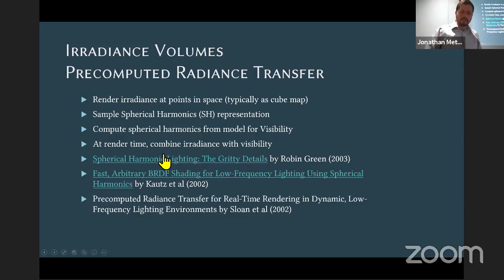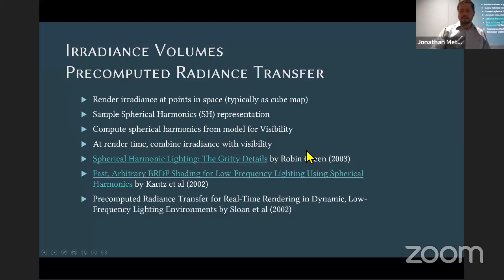So I first learned about this stuff a few years ago. Robin Green wrote this really good paper called Spherical Harmonic Lighting, the Gritty Details. Really good read if you're interested in how these work. And this was started out by work by Peter Pike Sloan for Microsoft. And him and his research team really showed why this is amazing.